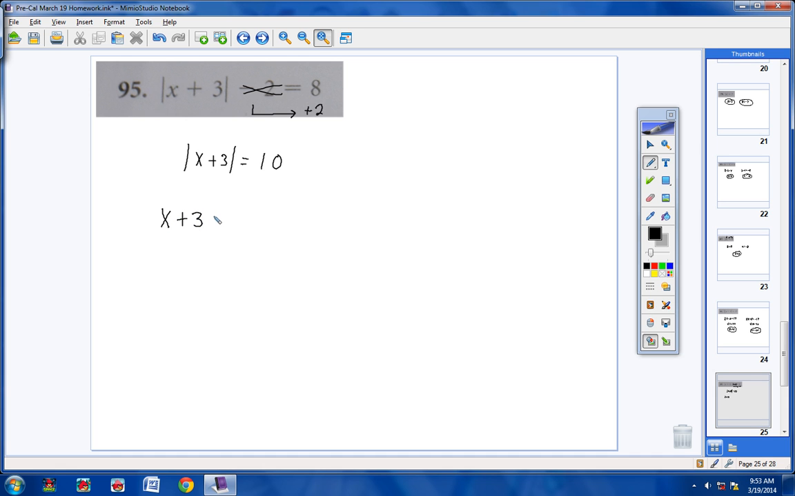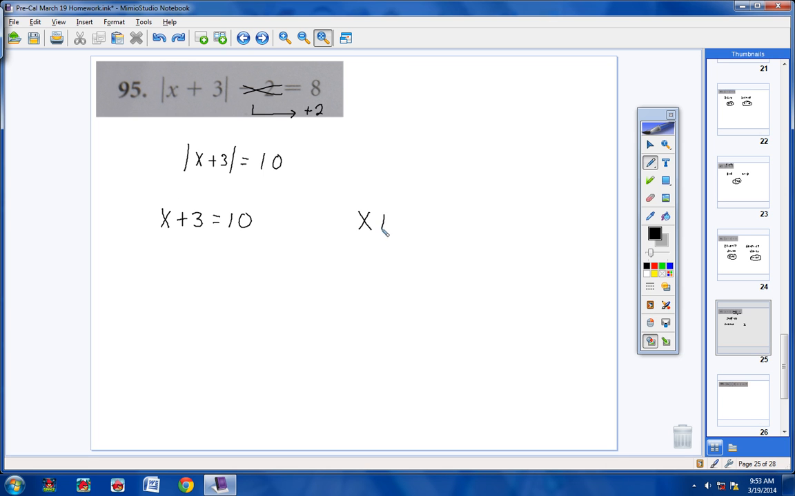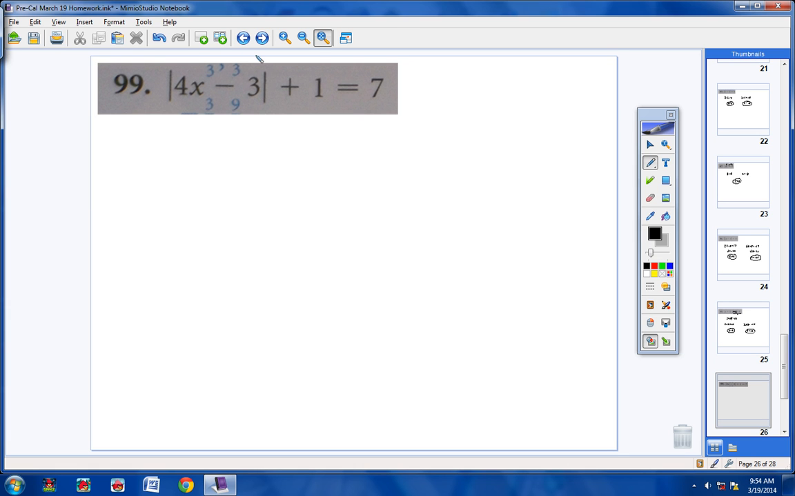You write the first equation just like it is. Just take away the absolute value bars. Then you come over here and you write this equation again the exact same way, only you change the 10 to a -10. And now we're ready to solve. Bring the 3 over and make it a -3. X equals 7. Here we bring the 3 over and make it a -3, and x equals -13. So there are your two answers, 7 and -13. Moving on to number 99.